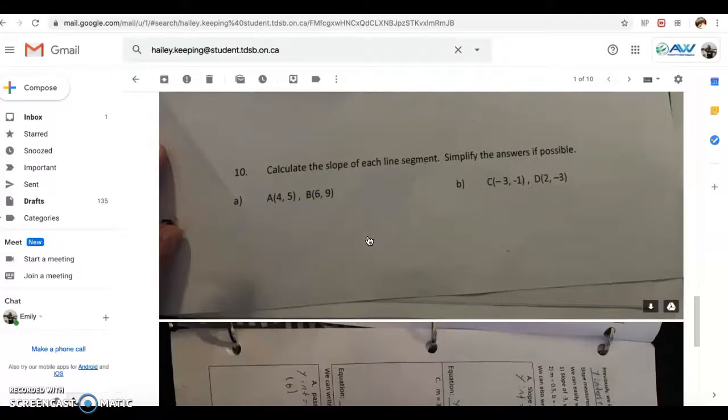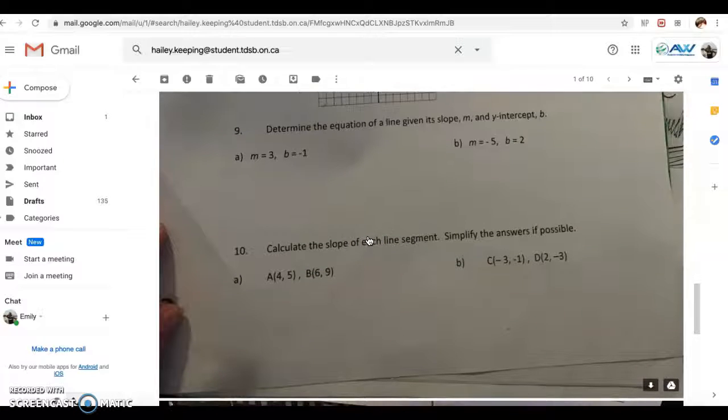Okay, calculating slope. So this is kind of important, so I'll start a fresh page and I'll show you how to do one of these. I'm just going to write down the coordinates before I flip over to that other screen: A is (4, 5) and B is (6, 9). Okay.